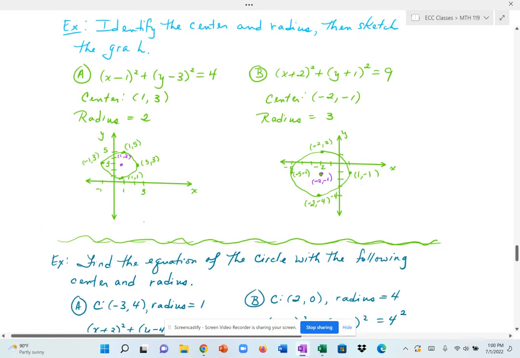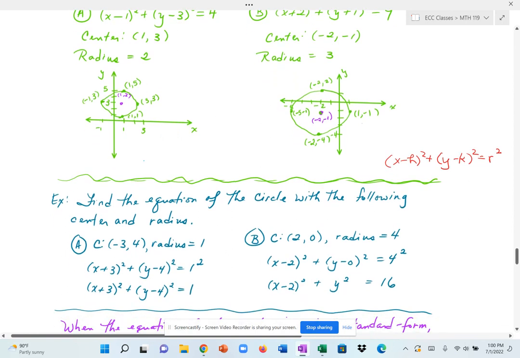Okay. In these exercises, we're going in the other direction. You're given the center and the radius, and you're going to state what the equation is. So we need to remember that the equation has this form: (x minus h) squared plus (y minus k) squared equals r squared. So that's going to be x minus -3, which is (x plus 3) squared, plus (y minus 4) squared equals 1 squared. So your equation is what I circled here.